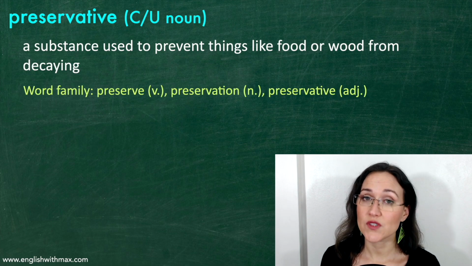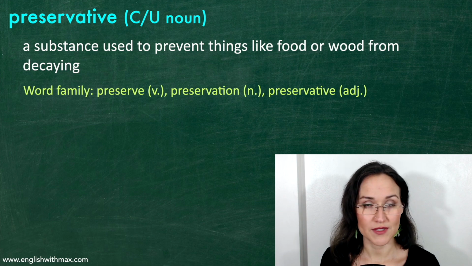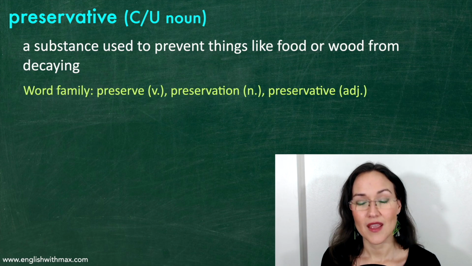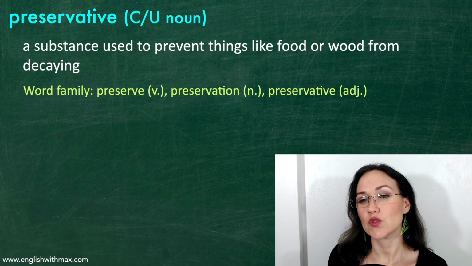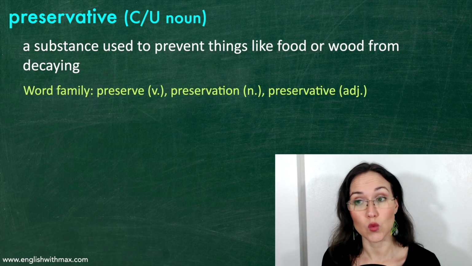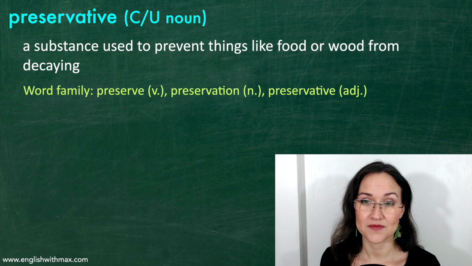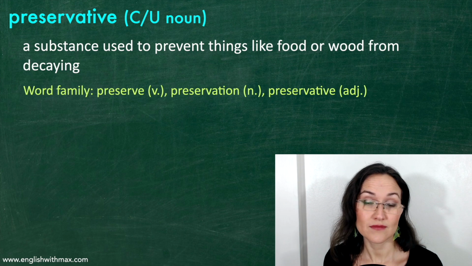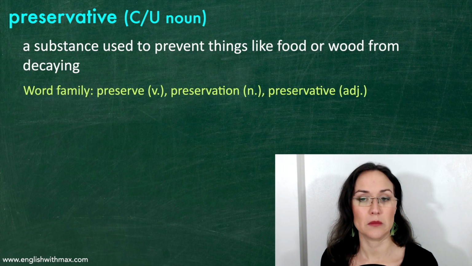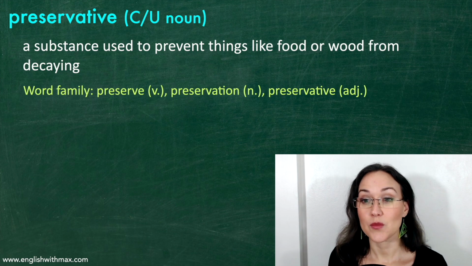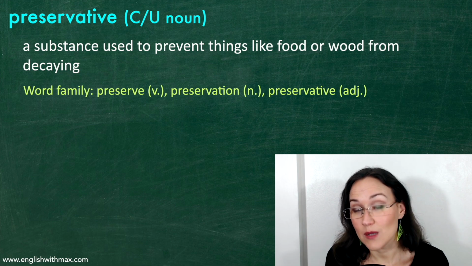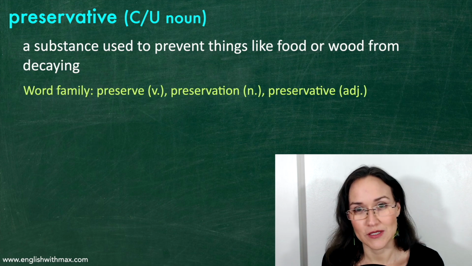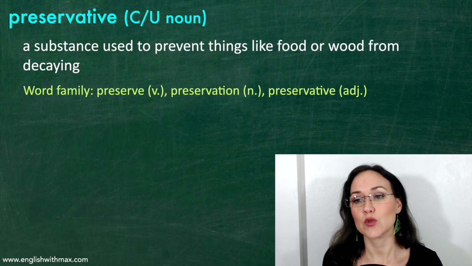This word is preservative. Preservative. It's countable and uncountable. A preservative is a substance used to prevent things like food or wood from decaying. Let's see the word family. We have the verb to preserve, which means to prevent something from decaying. We have the noun preservation, which is the act of preserving something. And we have the adjective preservative. That means able to preserve something.